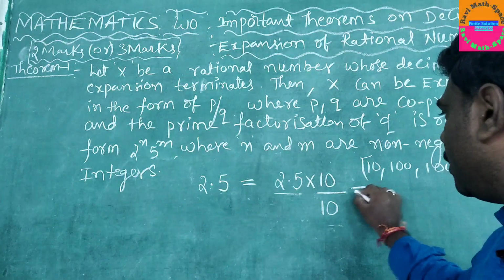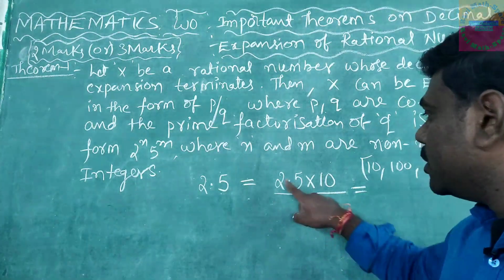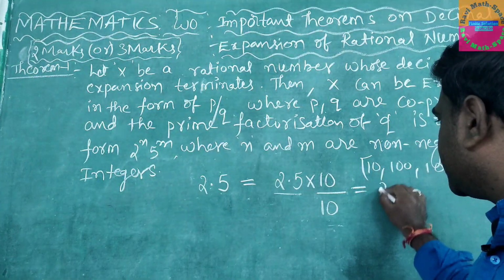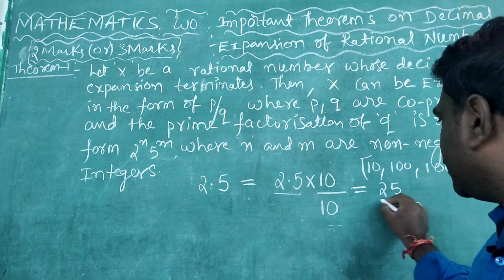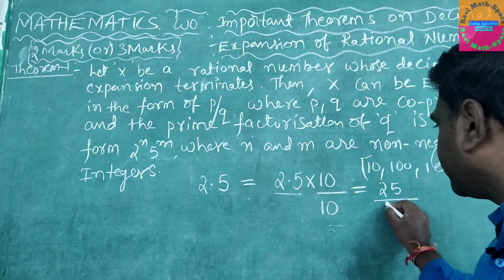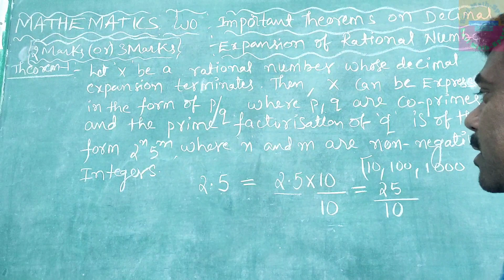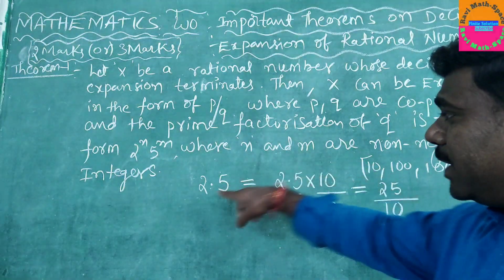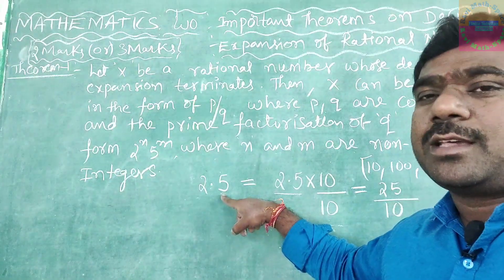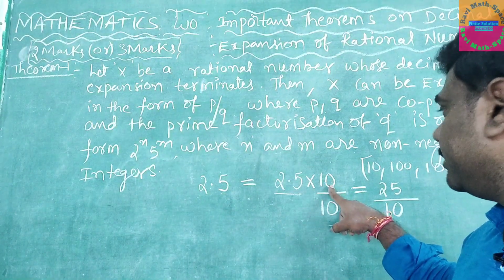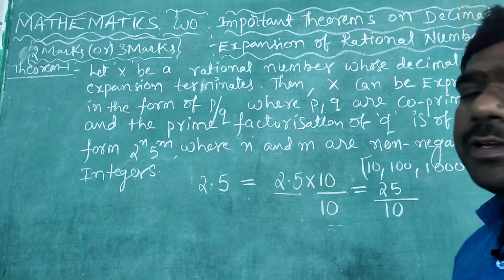Now what will you get as the answer here? 2.5 multiplied with 10 means we will get 25. So the denominator here is 10, which as it is will become the denominator. If I simplify again, you will get 2.5 only. Yes or no? So 2.5 multiplied with 10, you will get 25.